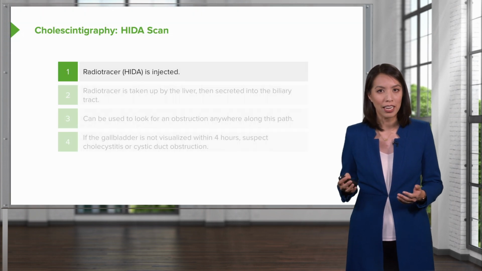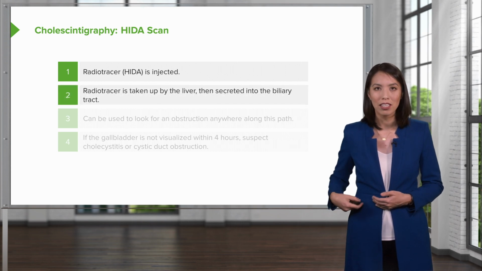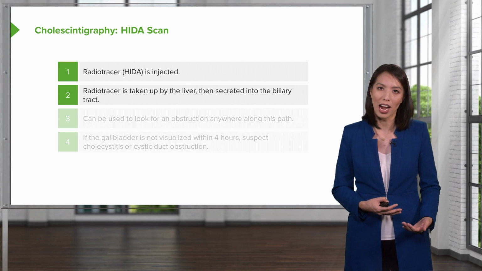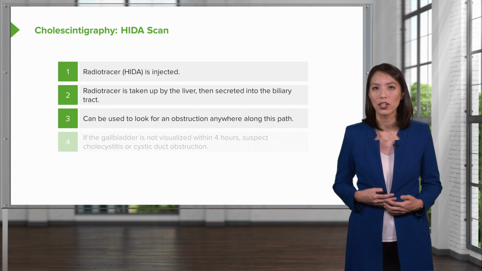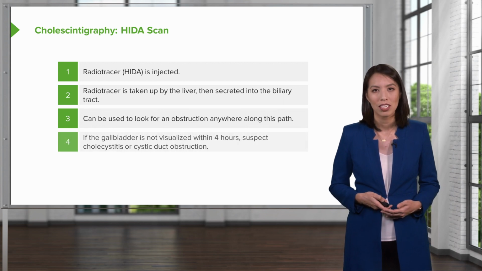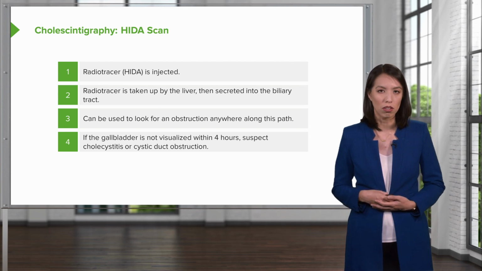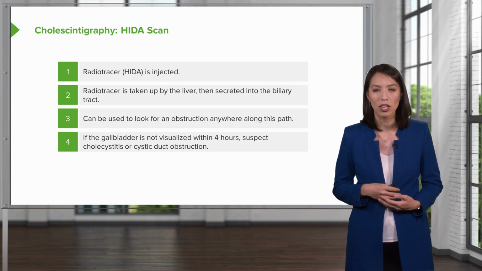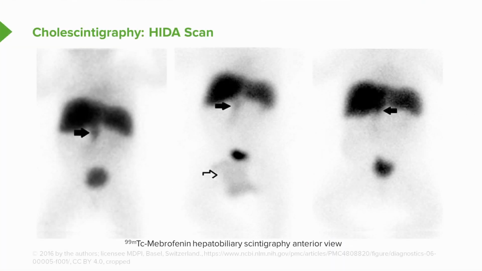It is done by injecting a radiotracer that is then taken up by the liver and then secreted into the biliary tract. When we do this, we can look for an obstruction or a blockage anywhere along this path of drainage. If after 4 hours we don't see the gallbladder, then you can suspect either cholecystitis or some type of obstruction of the cystic duct. So here's an example shown here where you see the liver light up and eventual drainage into the rest of the system, but no gallbladder is seen.